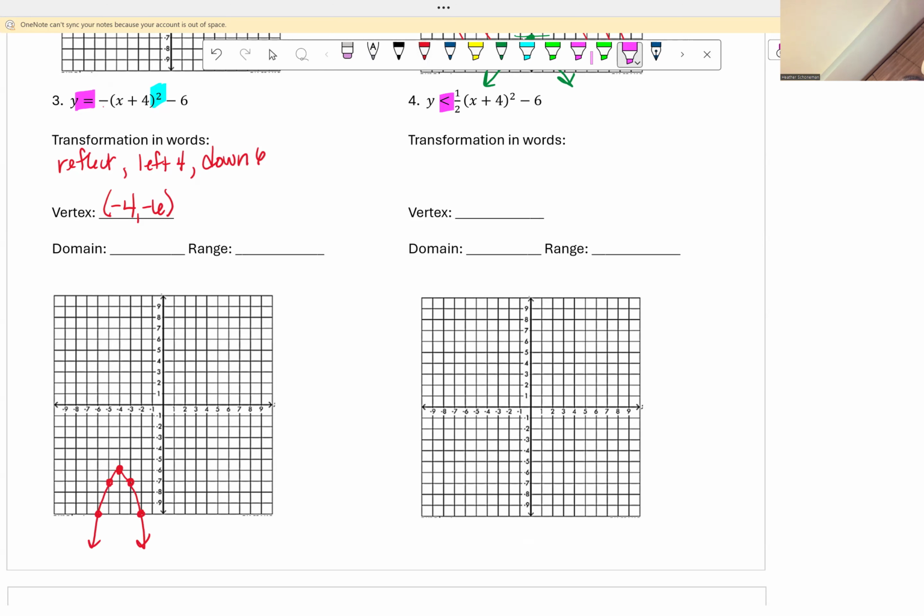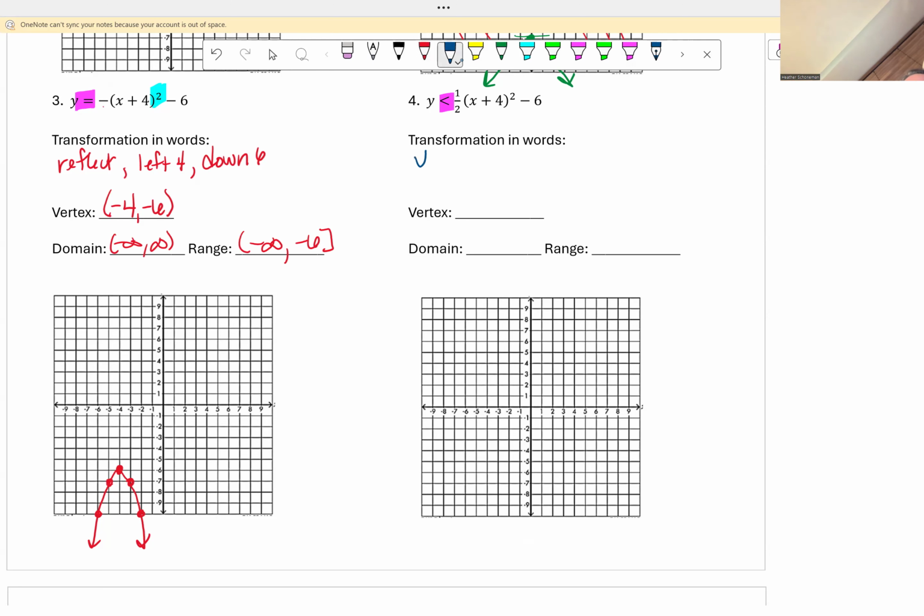Now this one has an equal sign, so I don't need to shade. I'm only going to shade when there's an inequality. But I do need the domain and range. So negative infinity to infinity. It starts opening down, so negative infinity, and it stops at -6, the bracket.